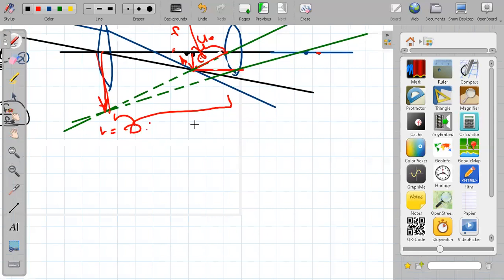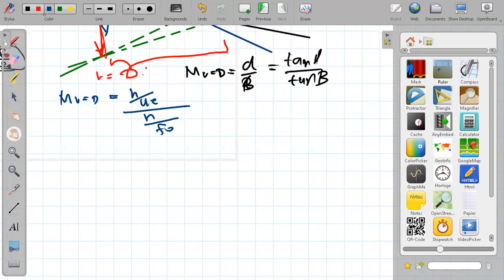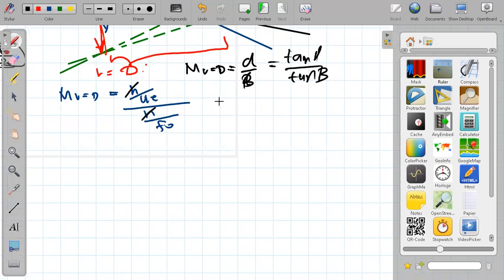What can I do here? MV is equals to D is equals to alpha over beta, going to be equals to tan alpha over tan beta, because very small angles. I finally get like MV is equals to D is equals to, here it is like H over UE. I leave it and divide by H over F naught. Right? MV is equals to D equals to F naught over UE. X double dash. Now there is a big problem. I want to get this UE.